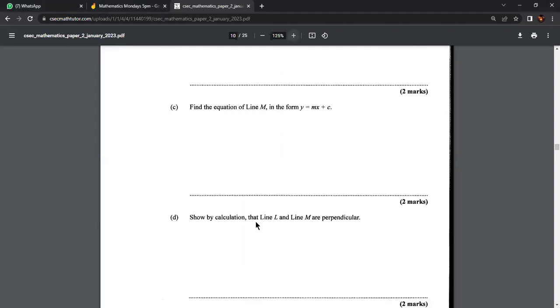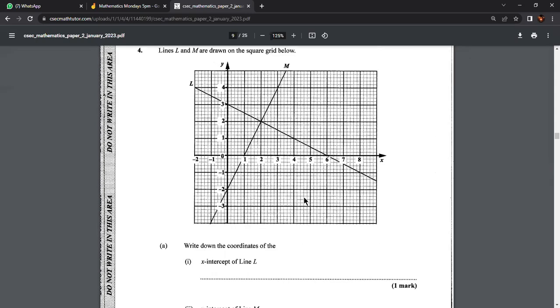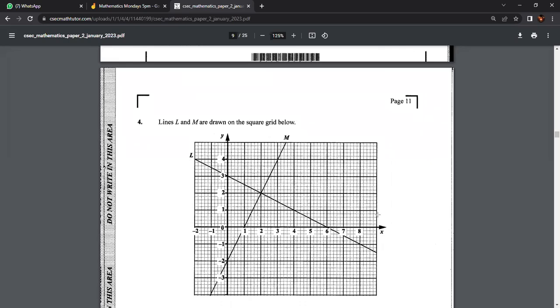All right, so they said, show by calculation that the lines L and M are perpendicular to each other. Now, they said by calculation. This is line L, and this is line M. Perpendicular means that they form a right angle. So if two lines are perpendicular, they form a 90-degree angle.